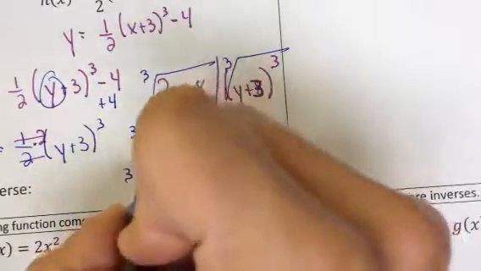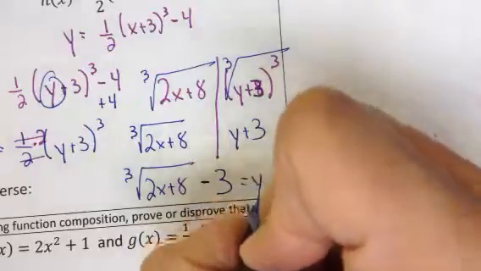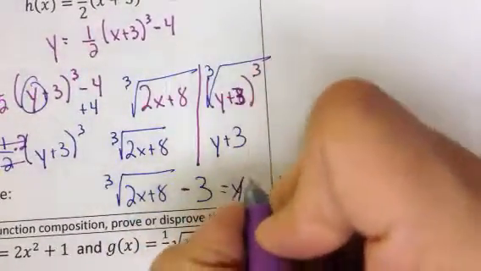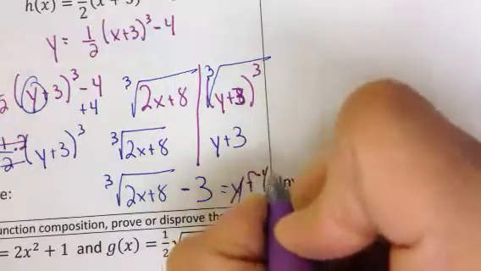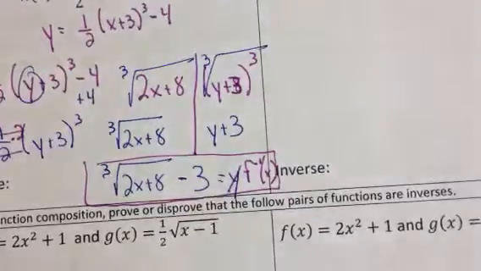I'm just going to subtract 3 to the other side, which is not in the cube root, and that minus 3 is going to be outside of the cube root, and that's your function. And then you can replace y with the inverse notation. So here is my inverse right here. That was a tougher problem.